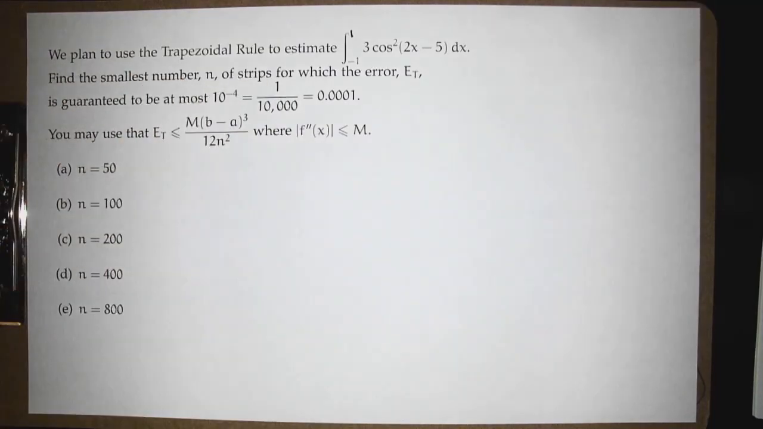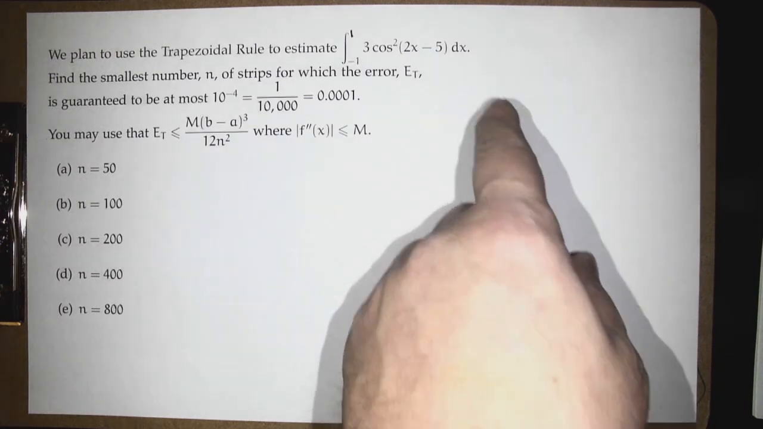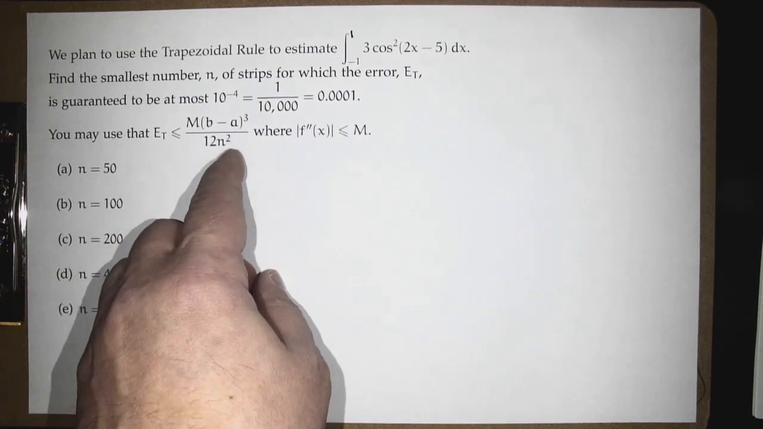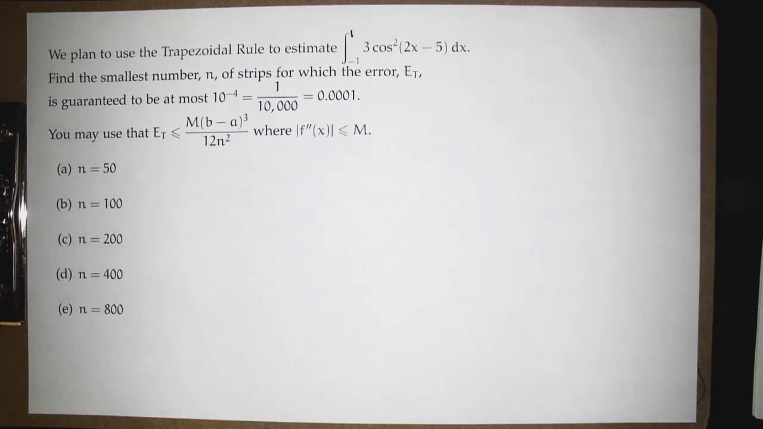We plan to use the trapezoidal rule to estimate the integral from -1 to +1 of 3 cosine squared of 2x minus 5 dx. Find the smallest number n of strips for which the error ET is guaranteed to be at most 10 to the -4, which is 1 over 10,000, or 0.0001. And you may use the error bound, ET is less than or equal to M(b minus a) cubed over 12n squared, where the second derivative is bounded by M.